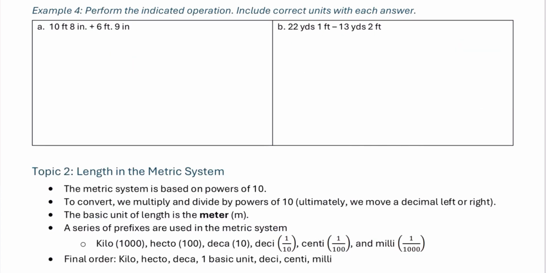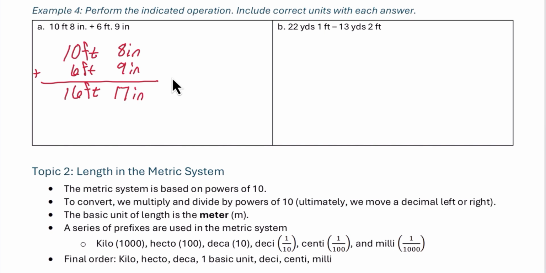In example 4, we're adding. We have 10 feet and 8 inches plus 6 feet and 9 inches. We want to add the same units, so 10 feet and 6 feet will give us 16 feet. 8 inches plus 9 inches is 17 inches. Now 17 inches is more than a foot, so let's talk about that off to the side.